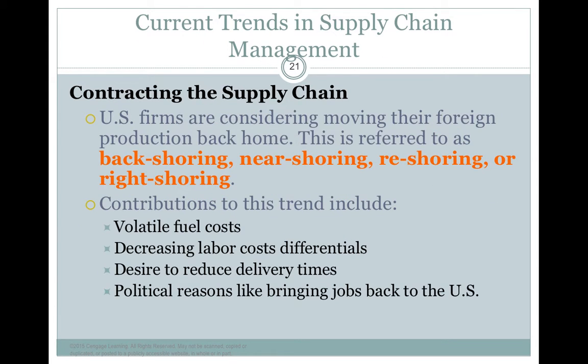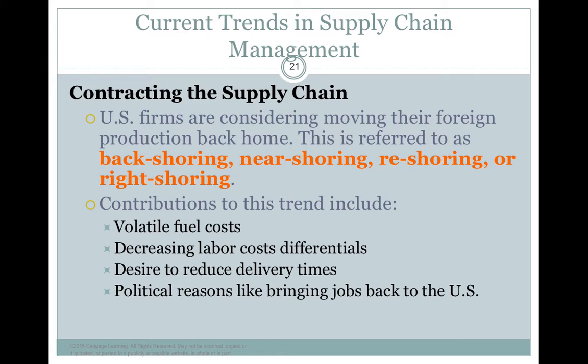Okay, so what are the trends? This is related to the discussion assignment this week. The first trend is reshoring. In the past, we know many firms outsourced production to other countries like China, India, and Vietnam. Now firms are considering moving production back to the US. You can call that backshoring, nearshoring, reshoring, or right-shoring. A lot of different terminology.